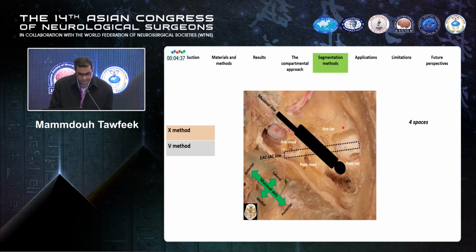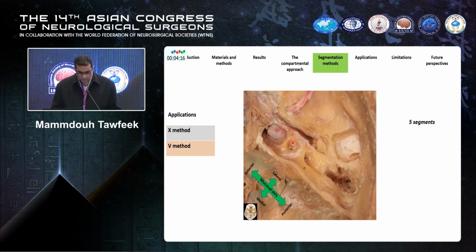The anterolateral space is the roof of the temporomandibular joint. Posterolateral is the lateral part of the mastoid. Posteromedial is the medial part of the mastoid and the posterior labyrinth, the posterior part of the otic capsule. And then we have the anteromedial compartment that has the internal carotid artery inside the Petrous apex, and also has the cochlea or anterior labyrinth anteriorly.